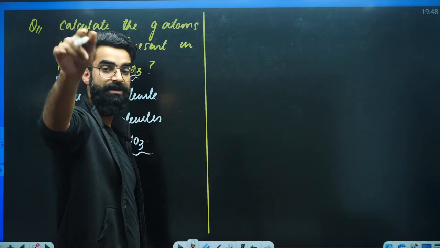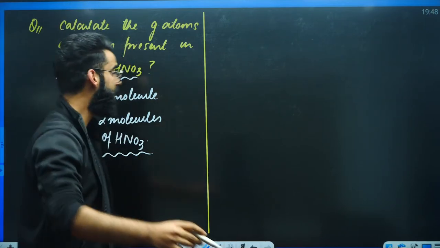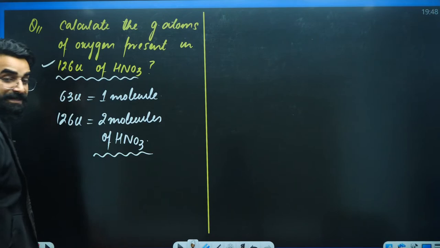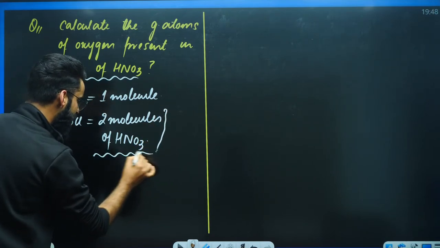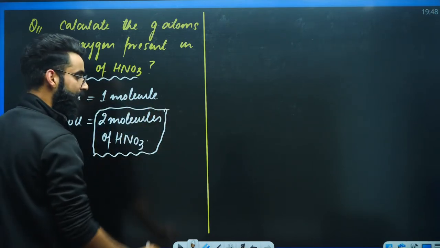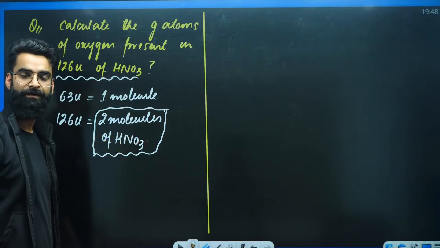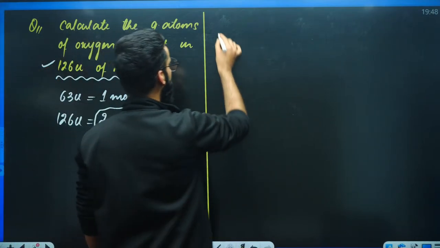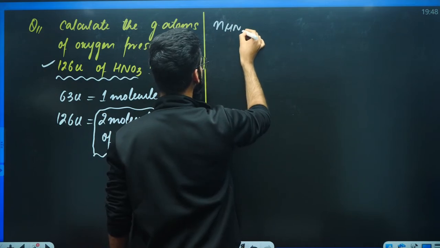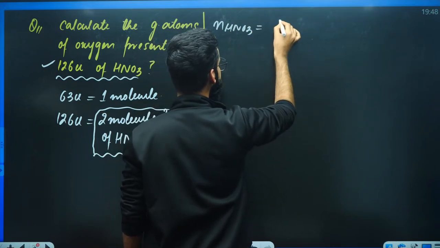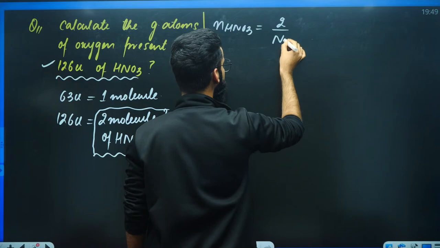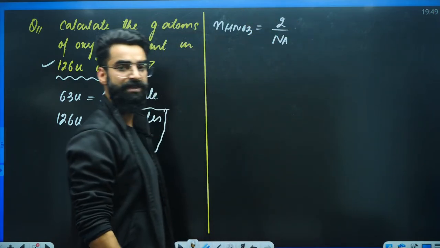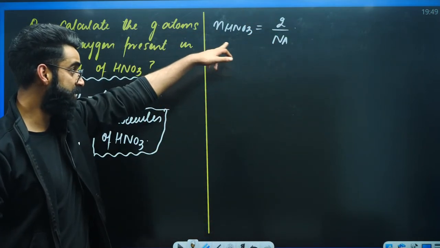Now follow the same procedure. Convert the given quantity into moles. You cannot convert this quantity directly, but you can convert 2 molecules of HNO3 into moles. Can you let me know how many moles of HNO3 we have? Given number of molecules, that's 2, divided by Avogadro's number. So these many moles of HNO3 we have.